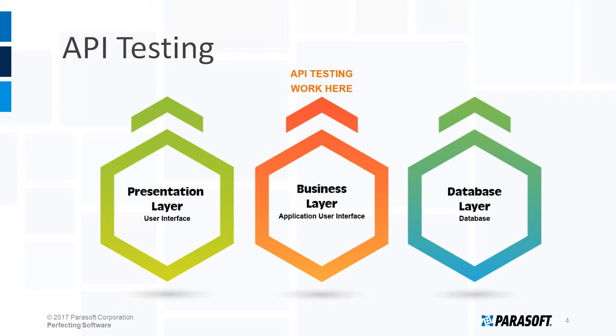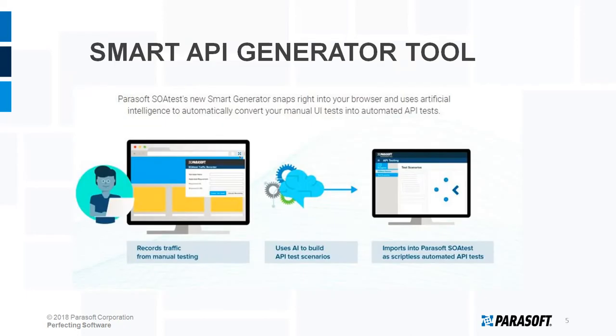SOAtest Smart API Generator unlocks these barriers to creating meaningful API tests using your existing manual tests. It plugs right into the browser and uses artificial intelligence to capture the activities of your manual test and convert them into easily understandable API test scenarios, so that you can build a comprehensive API testing strategy, and at the same time shift left and reduce the cost and risk to the business. Let's look at the demo of SOAtest Smart API Generator.